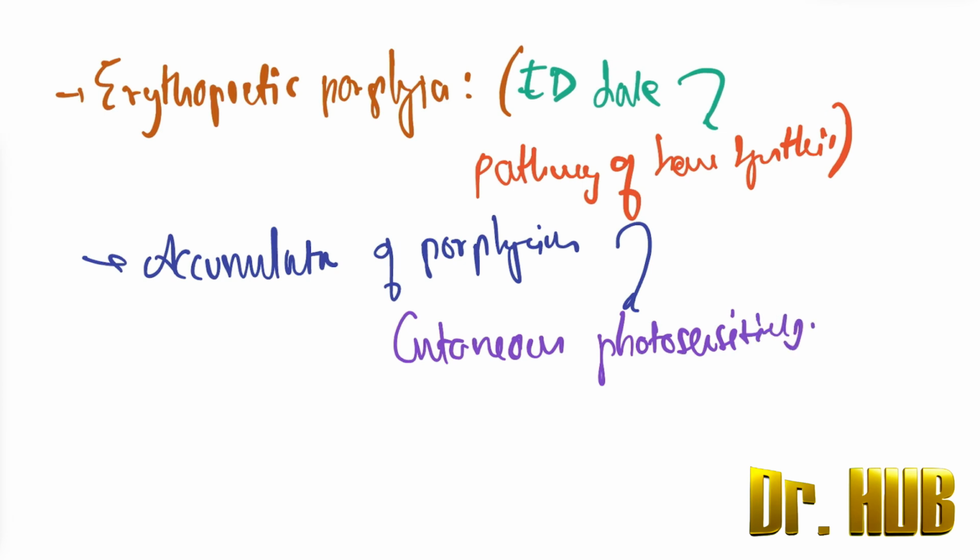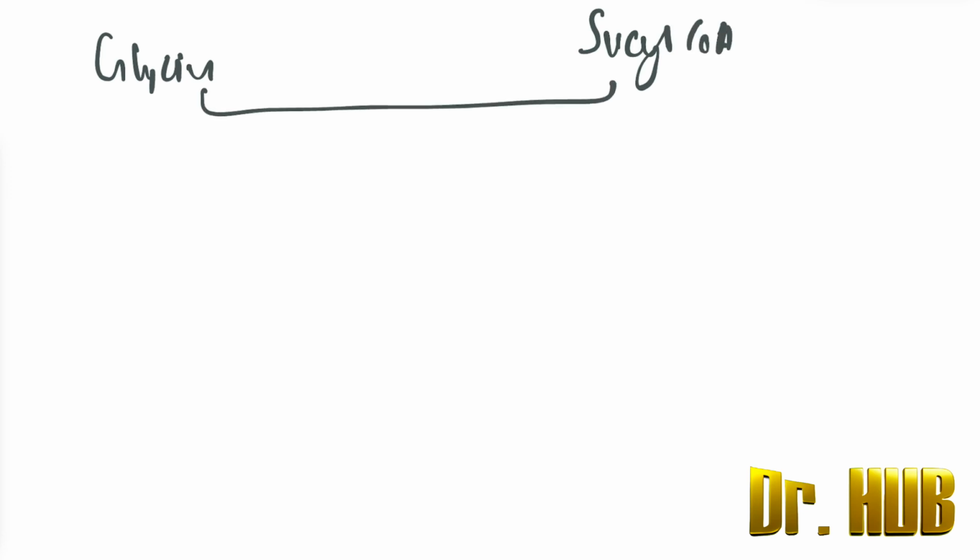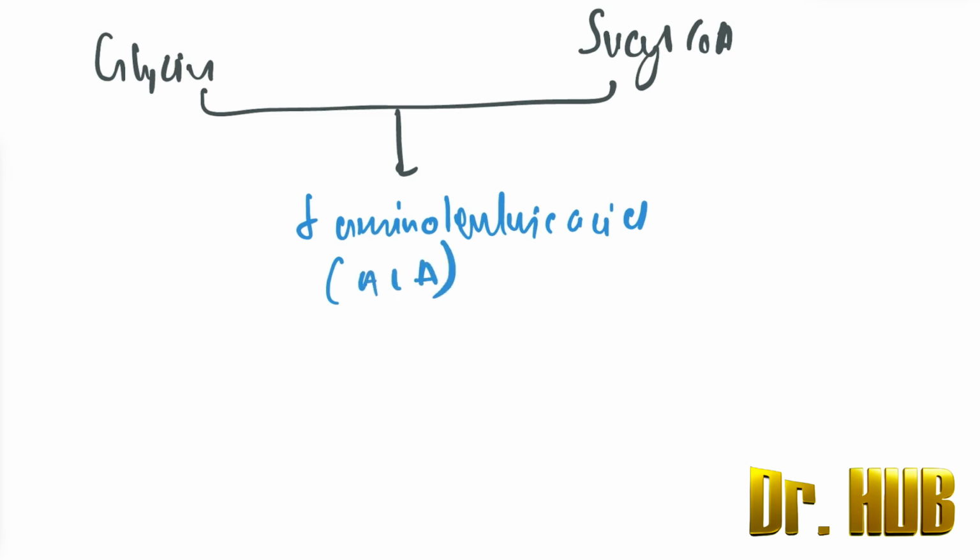Now let's look at the types of porphyrias. This will be a flow chart. There is glycine as well as succinyl CoA. Both of them combine and lead to aminolevulinic acid, in short known as ALA.